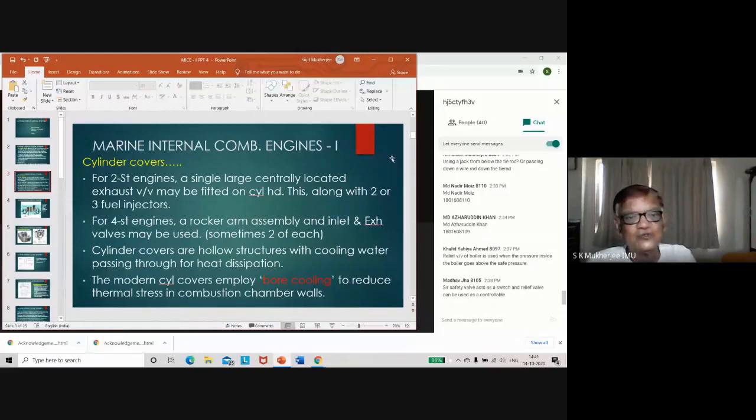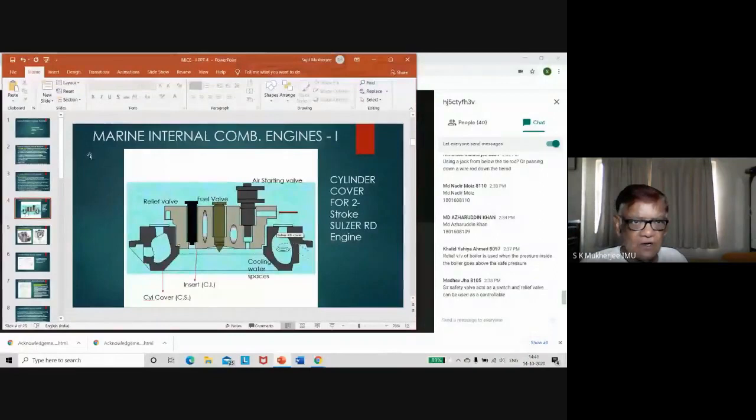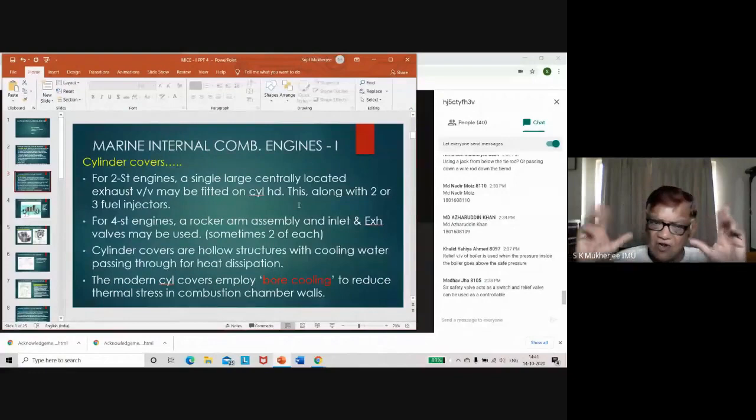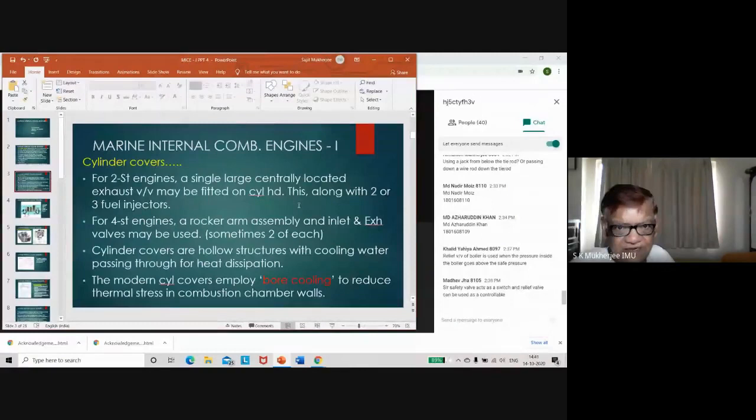That is why I say in a four-stroke engine, a rocker arm assembly and inlet and exhaust valves may also be used. And this inlet and exhaust valve is not alone. Along with the valve, you'll have springs. And along with the spring, you'll have guides. I will show you in another diagram where the guides are fitted. The guide is a cast iron guide, and this helps in very smooth action between the valve spindle and the guide.